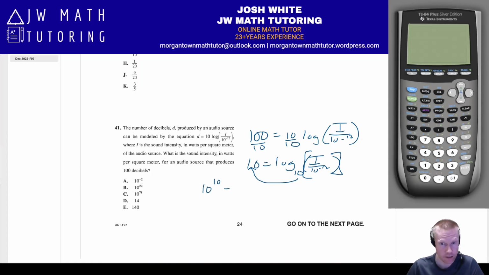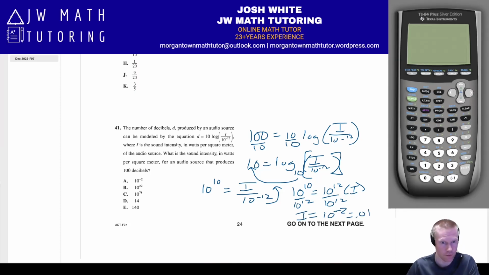So in other words, 10 to the 10 is equal to I over 10 to the negative 12th. Now what I would do is take this negative exponent and flip it to the top, and it will become 10 to the positive 12th. And then you could divide by 10 to the 12th. And now this is just going to become 10 to the negative second, because you subtract your exponents, or basically 0.01. All these answers, at least the first three, are given in scientific notation. So the correct answer for this one is going to be letter A.